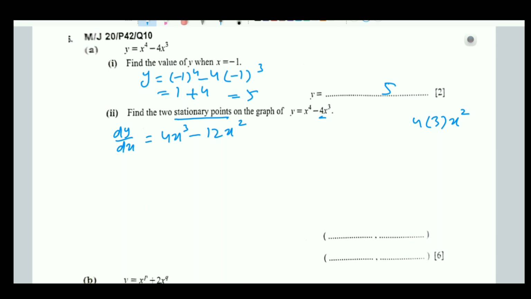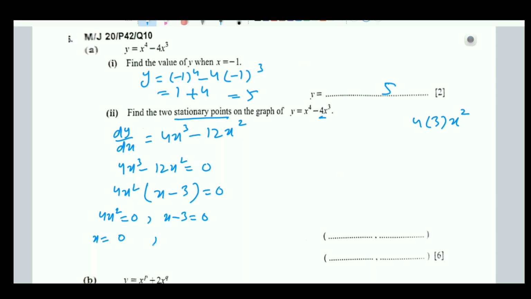So now what we will do, 4x cube minus 12x square is equal to 0. 4x square is common. 4x square into x minus 3 is equal to 0. 4x square is equal to 0, x minus 3 is equal to 0. X is equal to 0 here, and x is equal to 3. So you got the values of x.